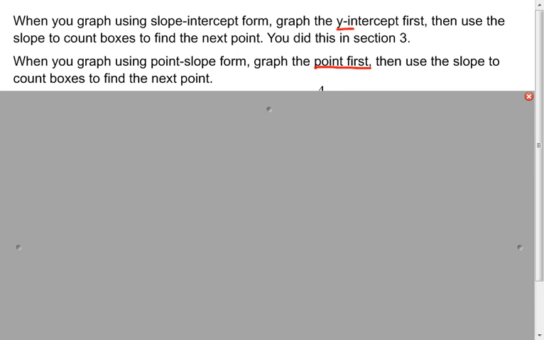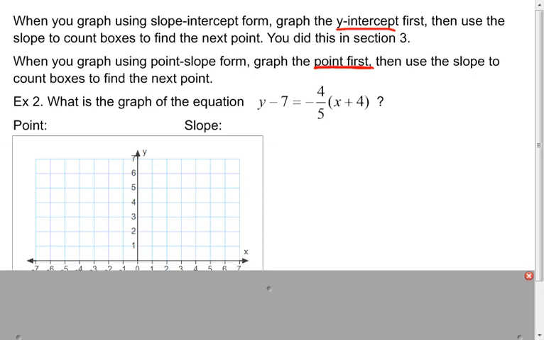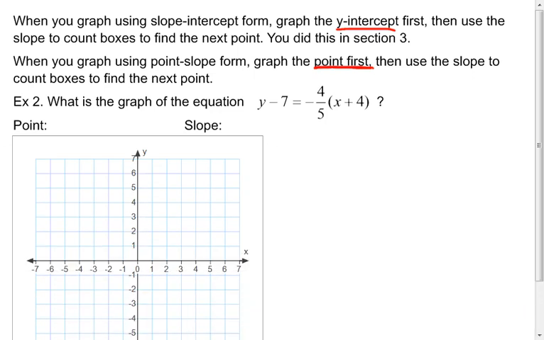In section 3, graph the y-intercept first, then use slope. Here, graph the point first, then use slope. It's a very similar process. What is the graph of this equation? Okay. First thing I want you to do, just so I make sure that I know you know what you're talking about, tell me what the point is over here.